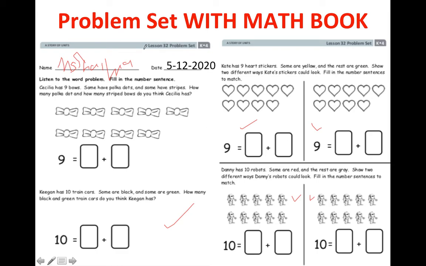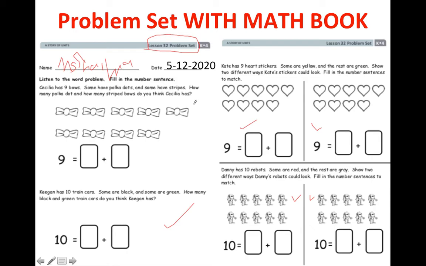And we're in problem set 32, so make sure you're in lesson 32 today. And let's read the direction. It says, listen to word problems, fill in the number sentence. Cecilia has 9 bows. Some have polka dots and some have stripes. How many polka dots and how many stripes do you think Cecilia has? Again, Cecilia has 9 bows. Some have polka dots, some have stripes. How many polka dots and how many stripes do you think Cecilia has?